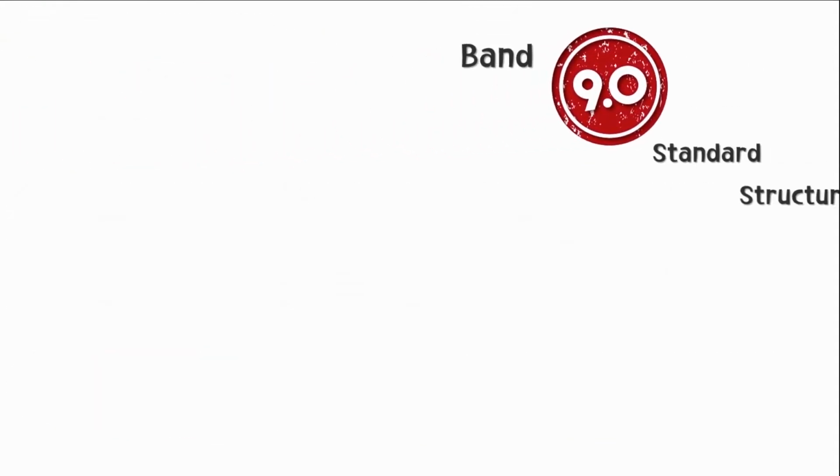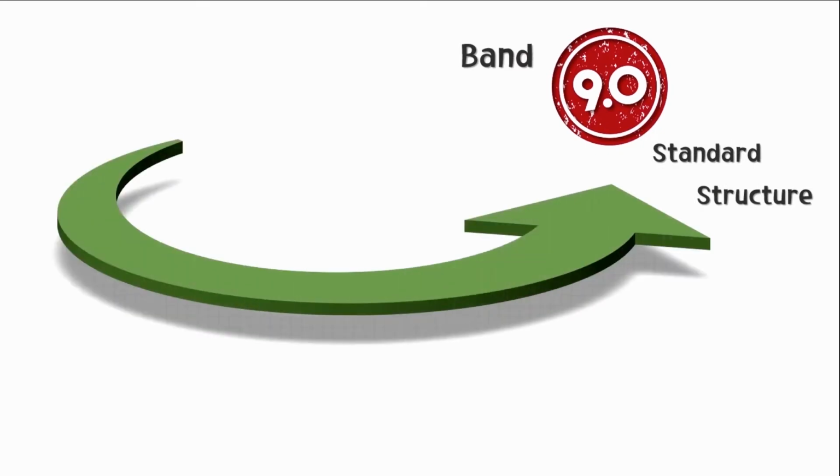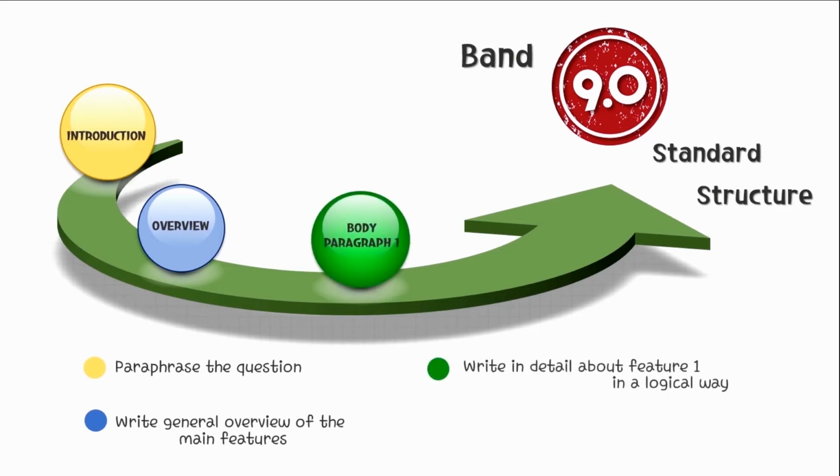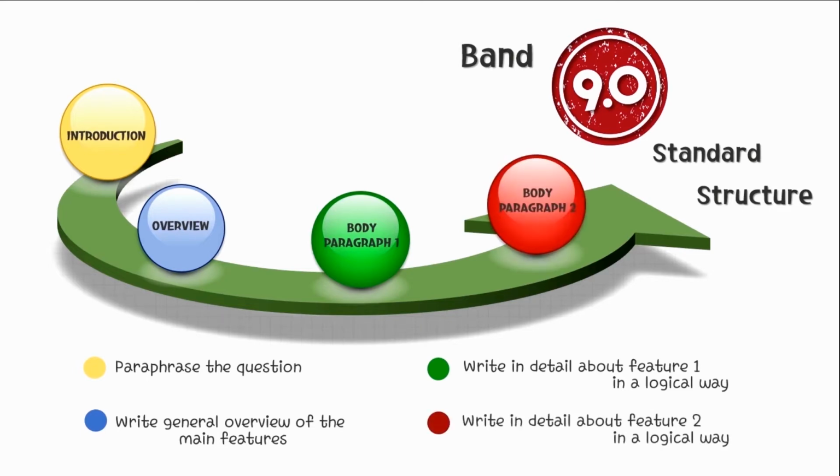Band 9 Standard Structure for IELTS Writing Task 1. The report is composed of 4 paragraphs. An introduction, where you have to paraphrase the question statement. Write an overview, which means write a general overview of the main features. Body paragraph 1, where you write in detail about feature 1 in a logical way. And body paragraph 2, where you write in detail about feature 2 in a logical way.